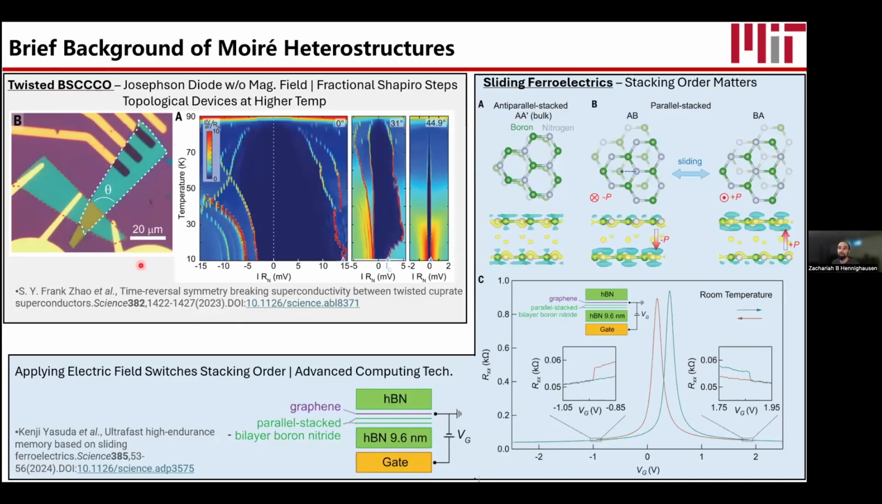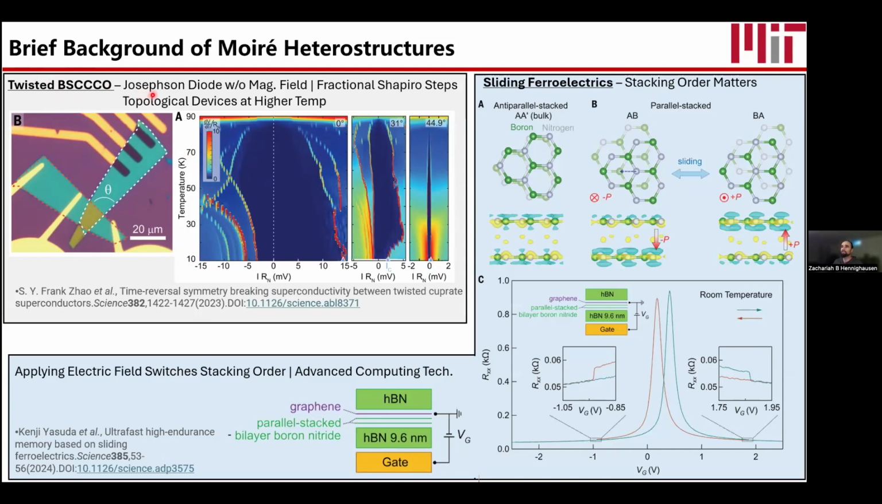Twisted BSCCO. This work is done by Dr. Frank Zhao. He's at MIT, but was previously at Harvard in Professor Philip Kim's group. And they took BSCCO, which is a well-known cuprate superconductor, and they twisted it to different angles, 0, 31 degrees, nearly 45 degrees. And they found out at 45 degrees, they got this really stunning result.